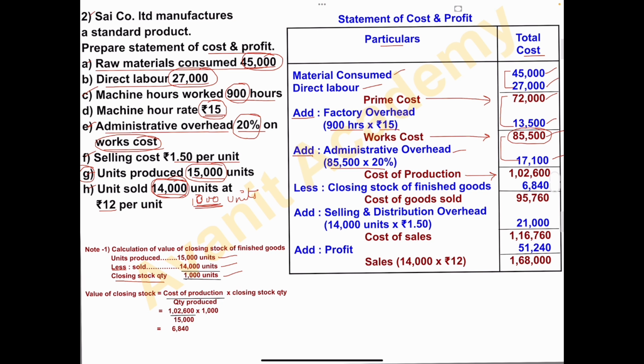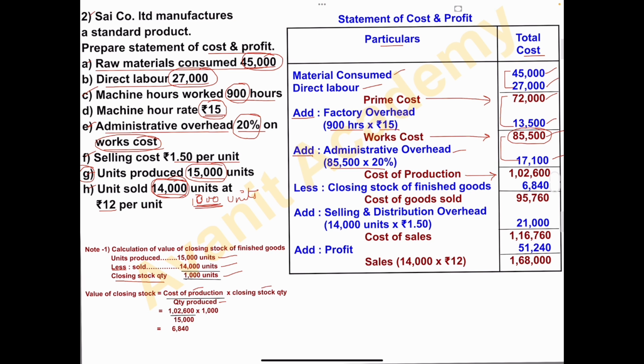Next, we have to calculate the value of these 1,000 units. So the formula is value of closing stock of finished goods is equal to cost of production divided by quantity produced into closing stock quantity. Okay, all these formulas I have already explained in previous videos. So you can refer to my previous videos for all this information. Formula is value of closing stock is equal to cost of production divided by quantity produced into closing stock quantity.